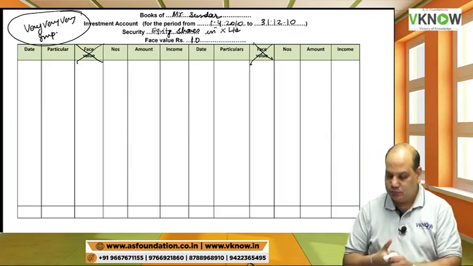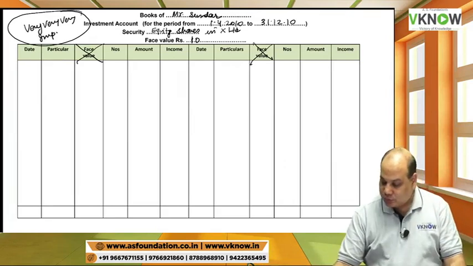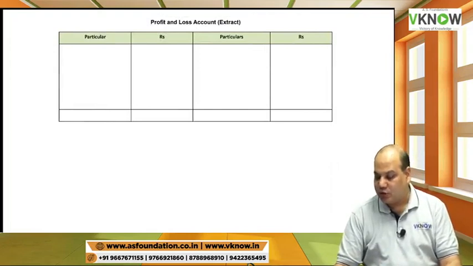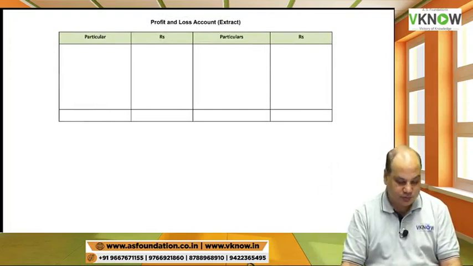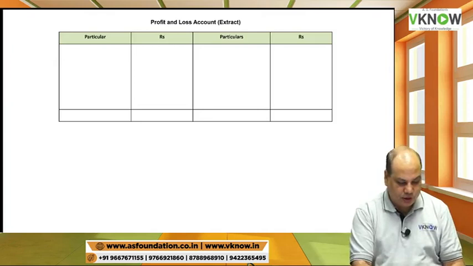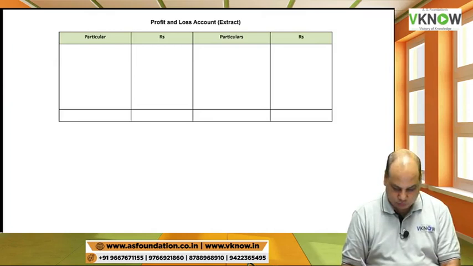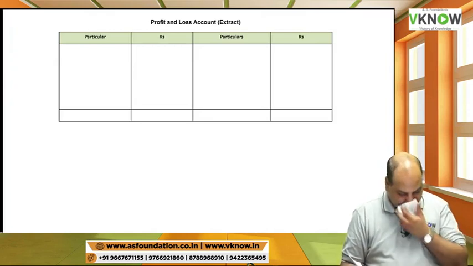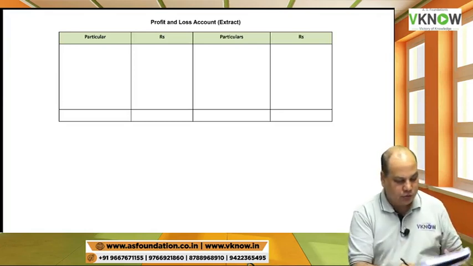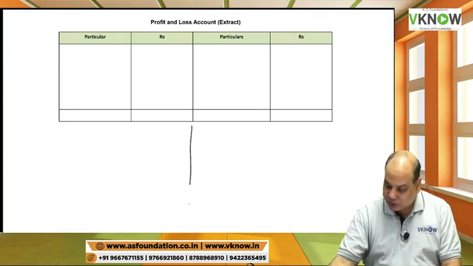Done. Most of the students are saying done. So what I'll do, I will draw one more format, profit and loss account extract, because they have asked in the question. This time specifically asked. Then we will write down working note 1, 2, 3, 4, 5. Okay. Is everybody ready?